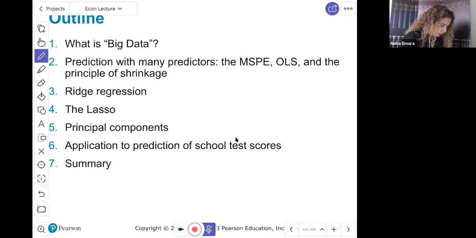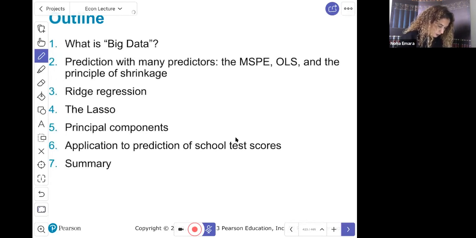Okay, anyway, so we have the ridge regression. We have number 4, the lasso regression. We have the principal component analysis, and we have the application towards the end of this topic. And the summary is actually a very good summary because it takes you over the most important points.